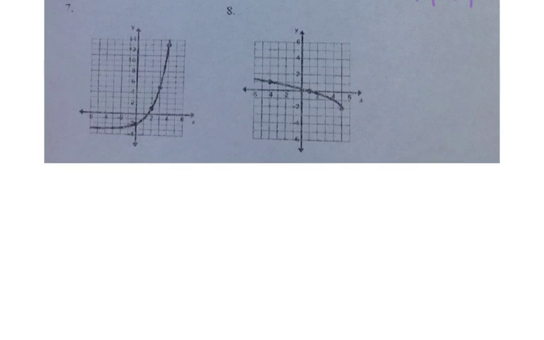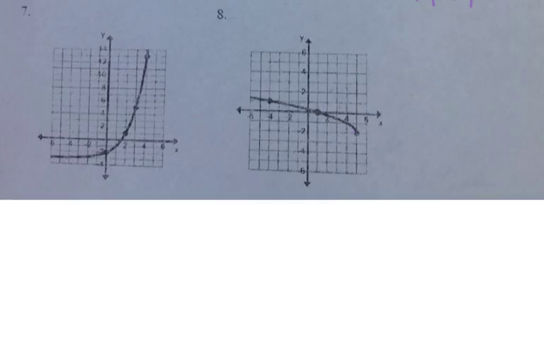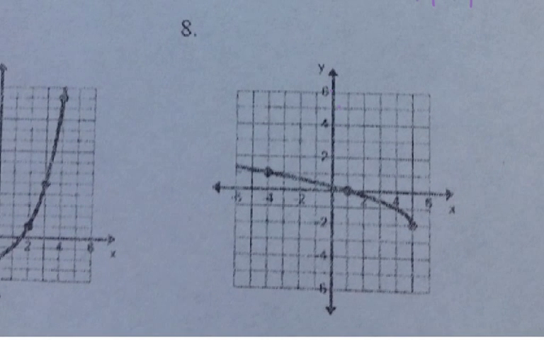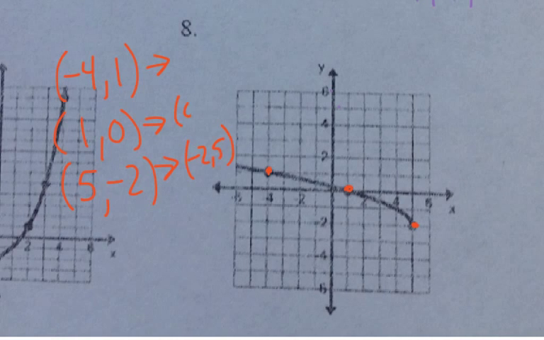Now on the graphing, let's take a look at number 8. There's a few different ways you can think about doing this. Mine would be to find these 3 points, find their coordinates. So that would be negative 4, 1; 1, 0; and 5, negative 2. And then just swap them. So the inverse is going to be the opposite: negative 2, 5, just like you did with the table; 0, 1; and 1, negative 4. And these are the ones you want to graph.